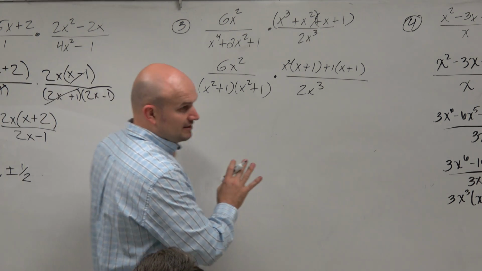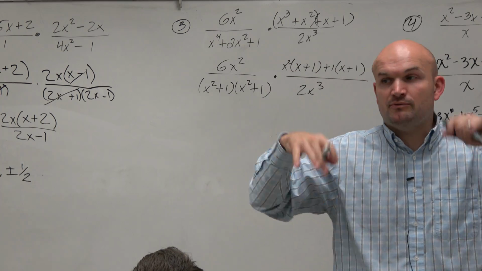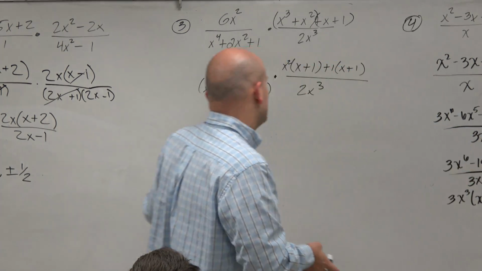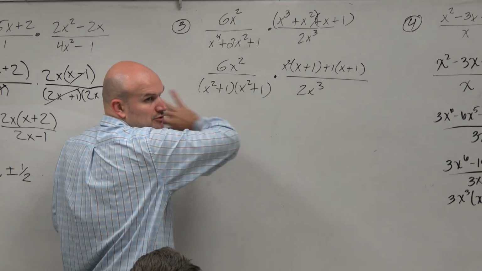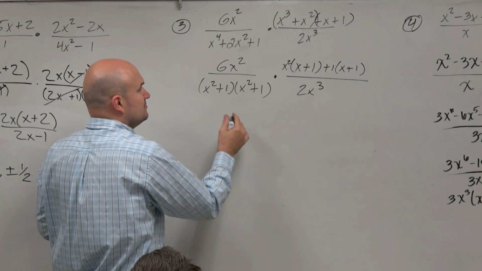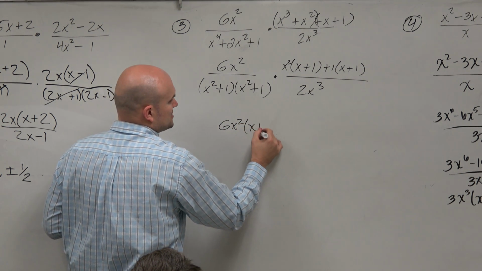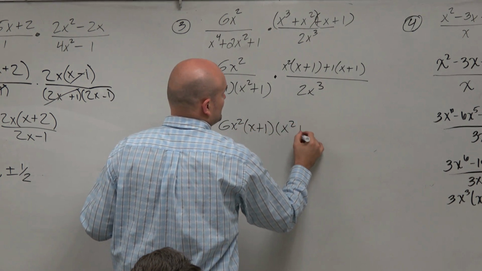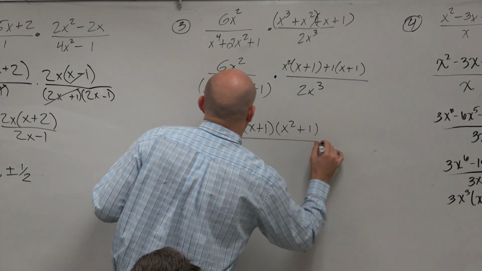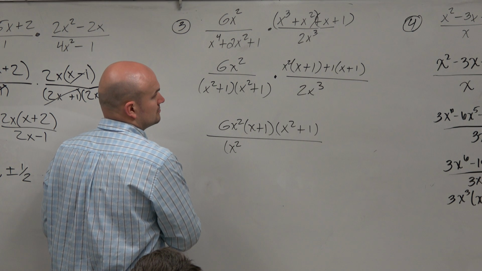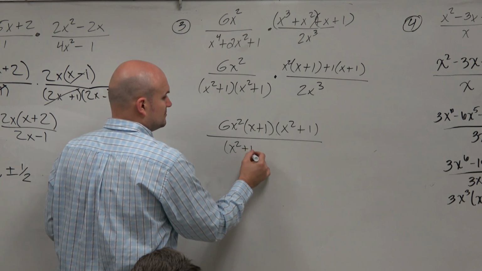Since you're multiplying, remember, guys, you can only apply the division property when you have terms that are separated by multiplication. So could I just rewrite this as one big fraction, numerator times numerator, and denominator times denominator? Yeah. So I could write this as 6x squared times an x plus 1 times an x squared plus 1 all over x plus 1 to the second power, in the denominator.